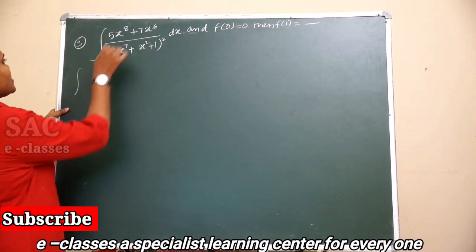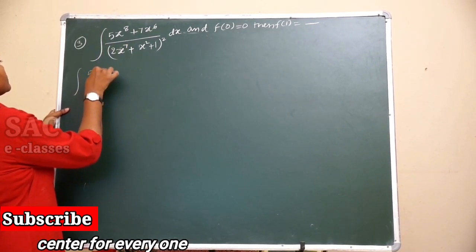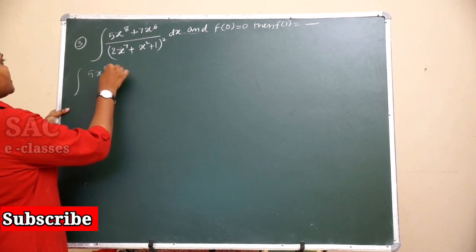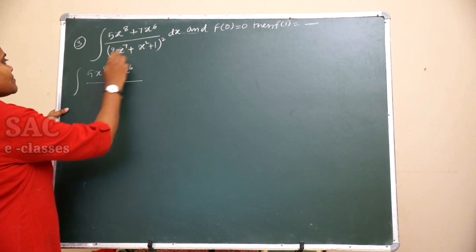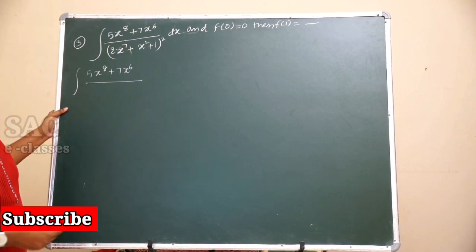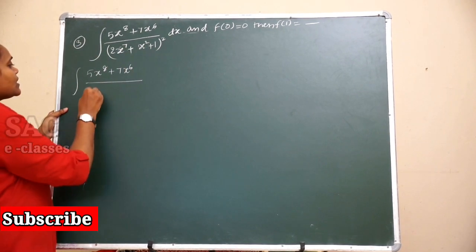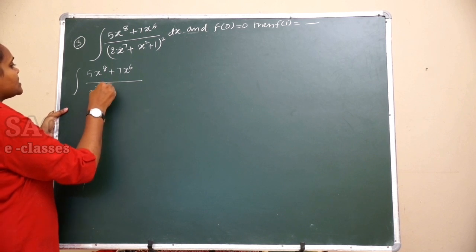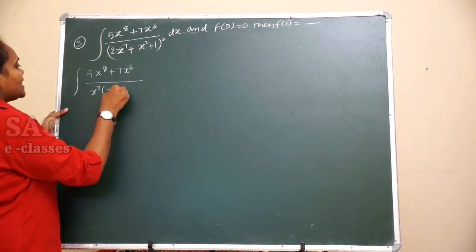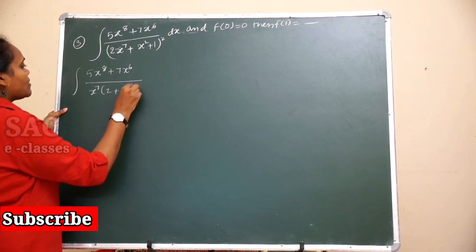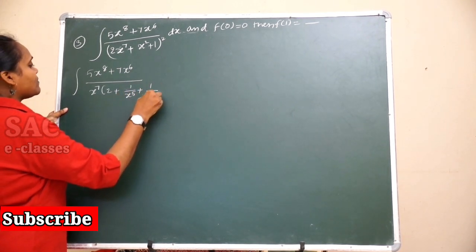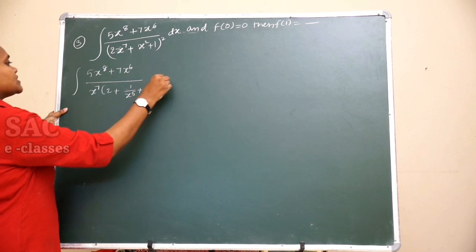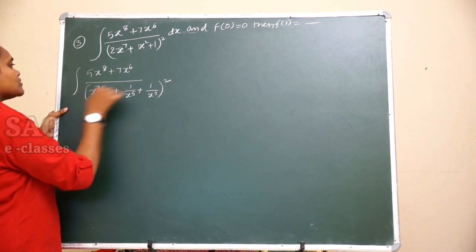In what manner can you find it out? First of all, observe the numerator: 5 into x power 8 plus 7 into x power 6. The denominator has the highest power 7. So obviously take out x power 7 as common from it: 2 plus 1 by x power 5 plus 1 by x power 7 whole square, and this is also squared.